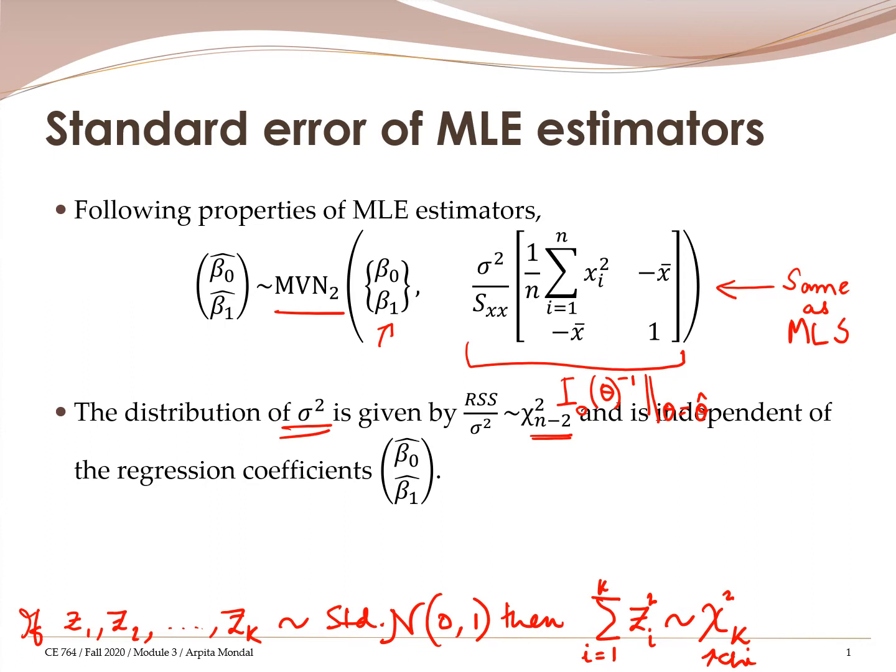Okay, the other important thing to note is that in the expression of standard error, in the diagonal terms here, you will see there's a multiplier sigma square divided by SXX. This sigma square is the true parameter, but the true sigma square is never known. So in order to get the standard errors of beta naught hat and beta 1 hat, instead of using the true value of sigma square, we replace it with sigma square hat. So that's how we get the standard errors of beta naught hat and beta 1 hat.